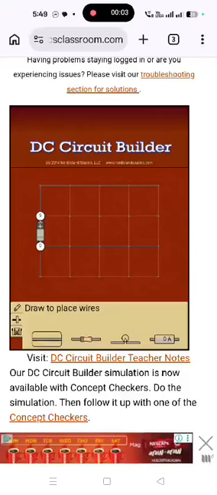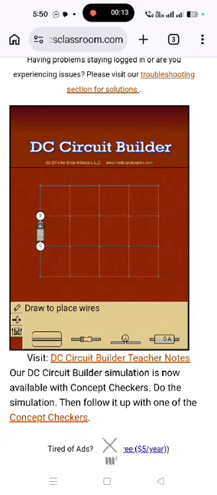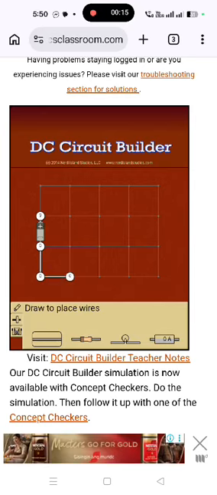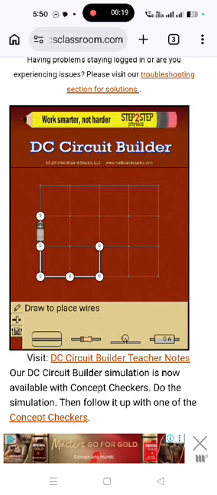Let us now observe the circuit, then click the wire. Okay, and this time let us input the bulb.